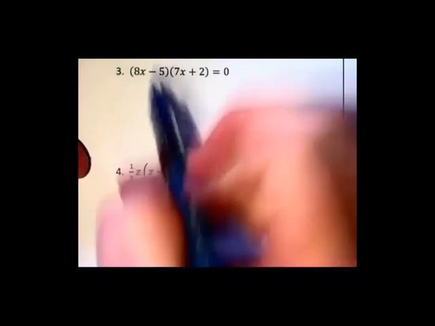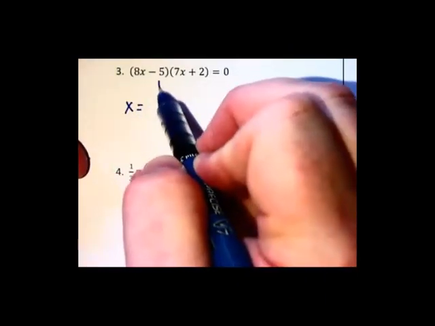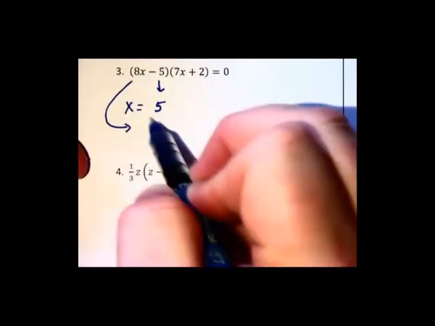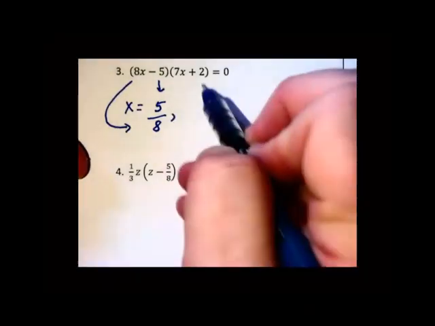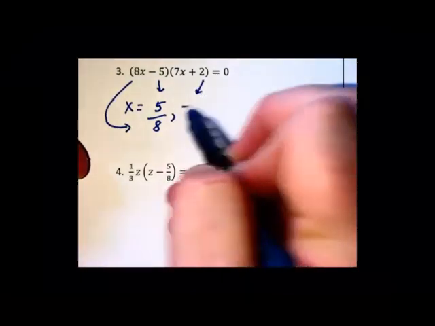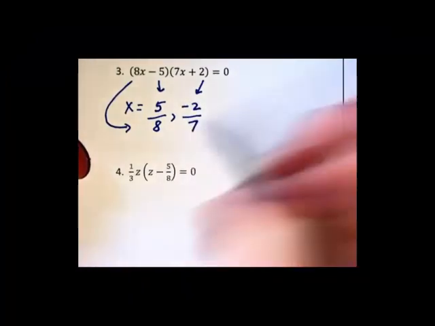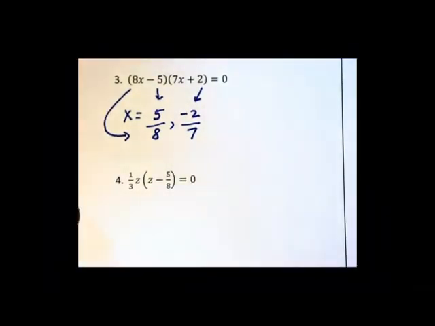When we have a problem like number 3 here, we'd say take this 5, change the sign on the 5 to a positive 5, divide the 8 off from out front, and get 5/8. Likewise, change the sign of the 2 to a negative 2, divide off that 7 to get negative 2/7, and there's our two fractional solutions.